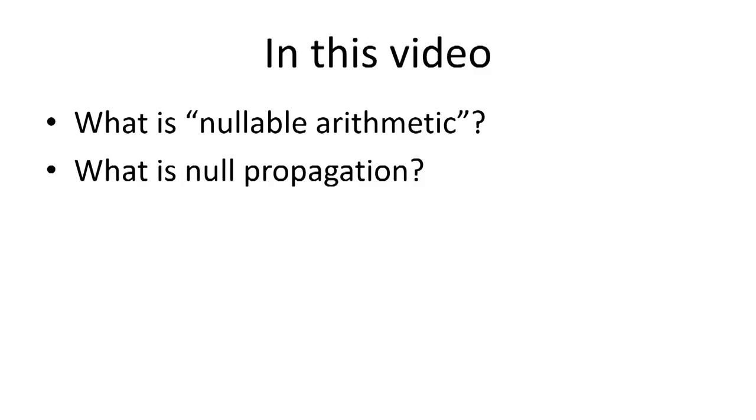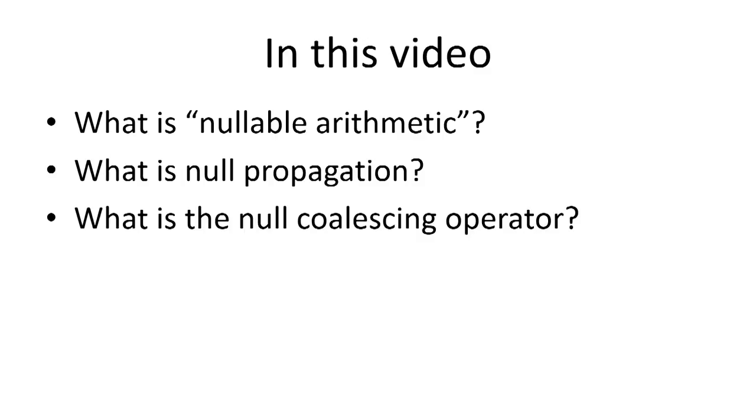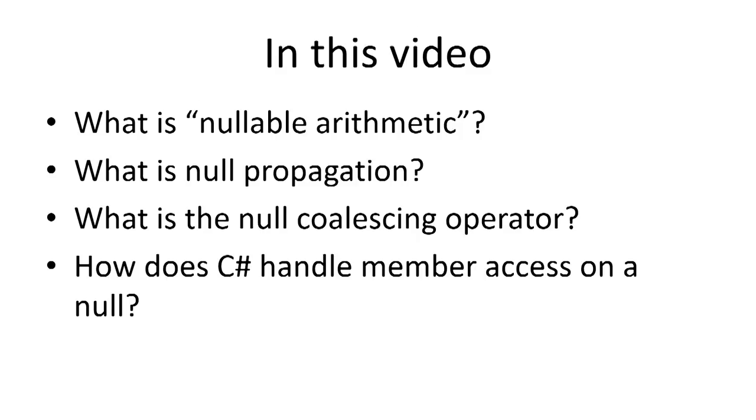In this video, we're going to talk about nullable arithmetic, whatever that is. We're going to talk about null propagation, which is one of the ways that nullable arithmetic does its job. We're going to talk about an odd little operator called the null coalescing operator. And we're going to talk about how C# handles member accesses on null and how that's changed in C# 6.